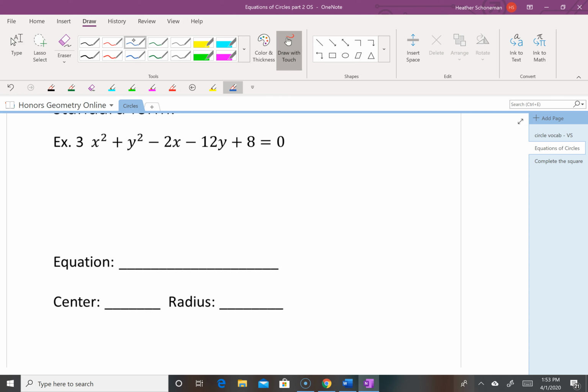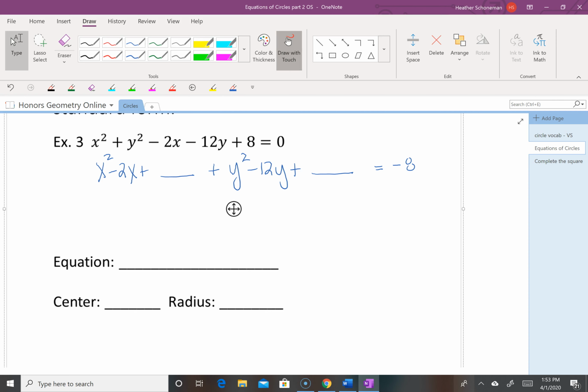All right, first step, group the x's and group the y's. So we can have x squared minus 2x plus blank plus y squared minus 12y plus blank equals, this 8 gets moved to the other side. To move it to the other side, I'm going to have to subtract it, so it's going to become -8 on the other side. All right, let's fill in the numbers. Half of -2 is -1. -1 squared is +1, so I'm going to add +1 to both sides.